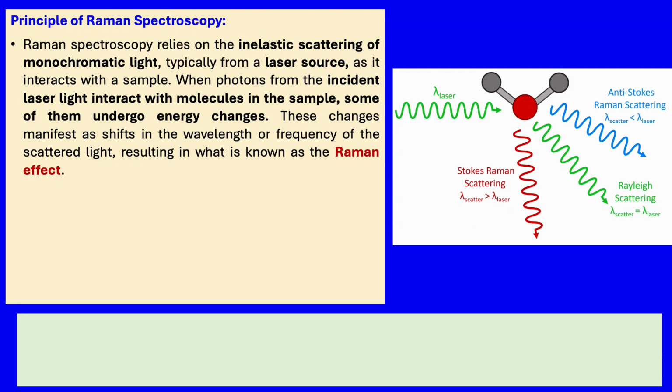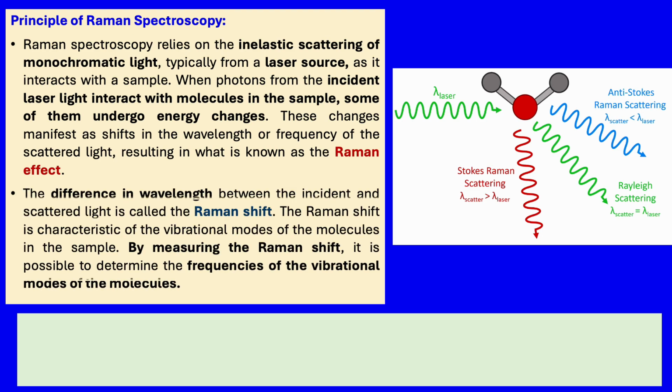Raman spectroscopy relies on the inelastic scattering of monochromatic light, typically from a laser source, as it interacts with a particular sample. When photons from the incident laser light interact with the molecule in the sample, some of them undergo energy changes. These changes manifest as a shift in the wavelength or the frequency of the scattered light, resulting in what is known as the Raman effect.